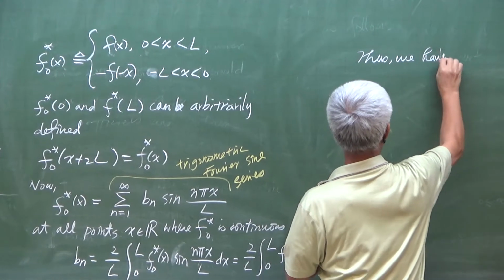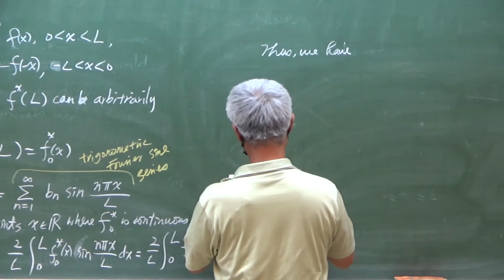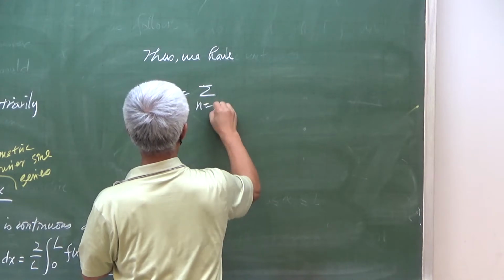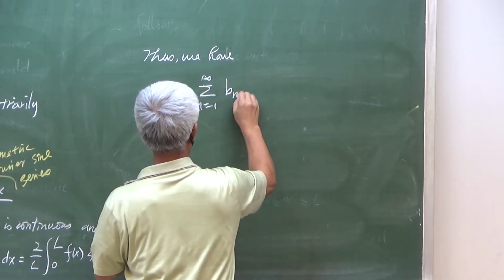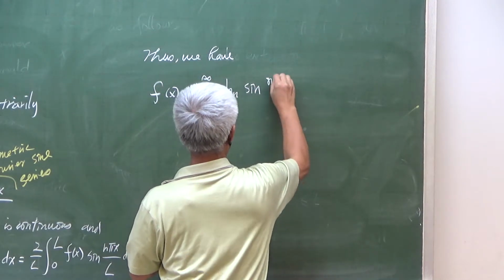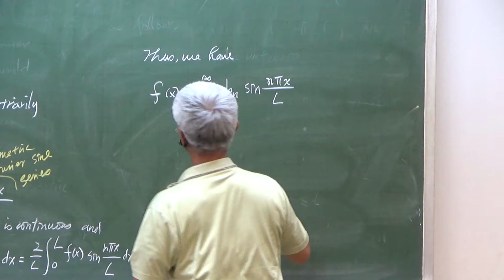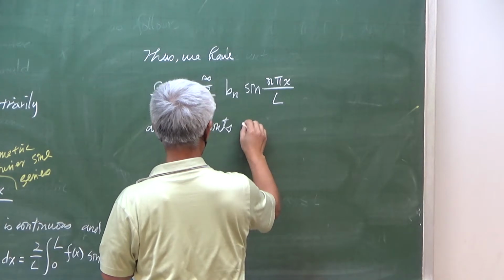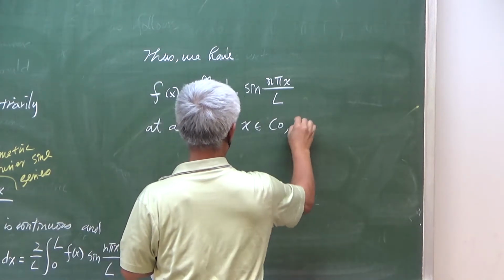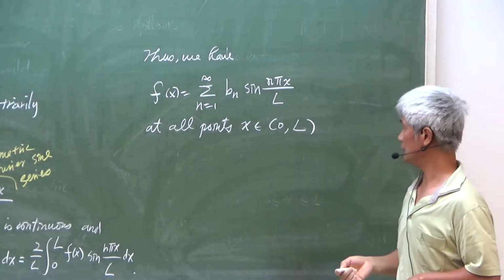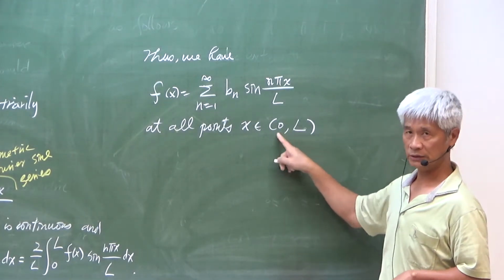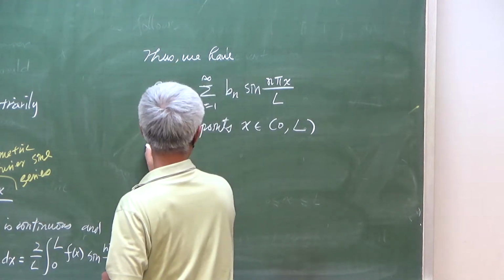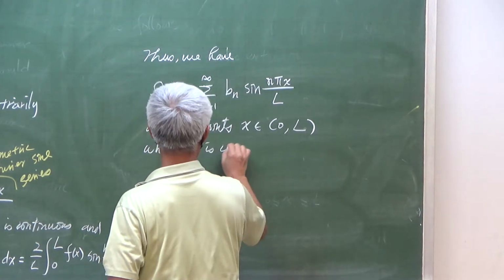we have f of x is equal to the summation from 1 to infinity of bn sine of n pi x over L, for all points x in 0 and L. So now I just restrict everything to the open interval 0 and L. Okay, so at all points where f is continuous.